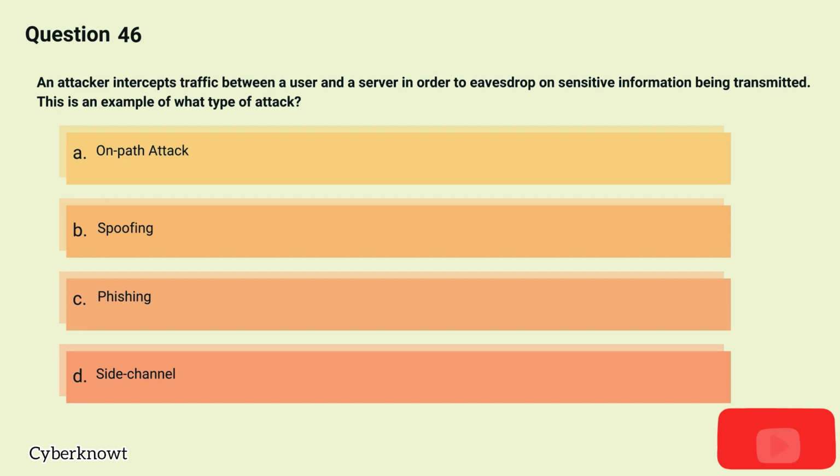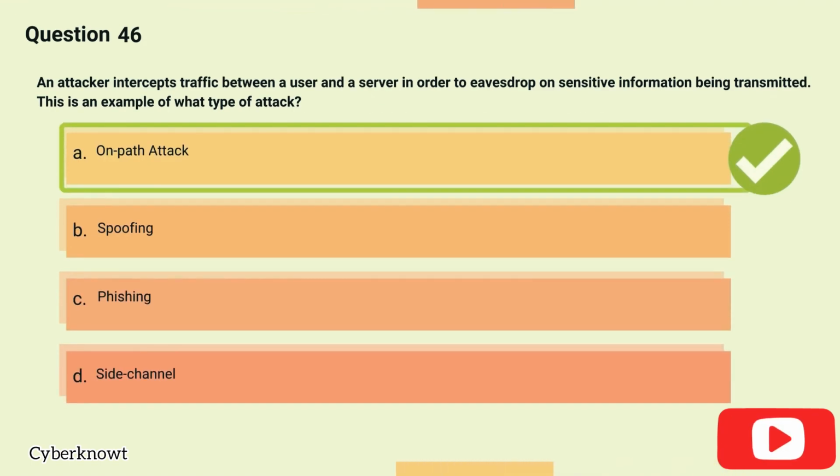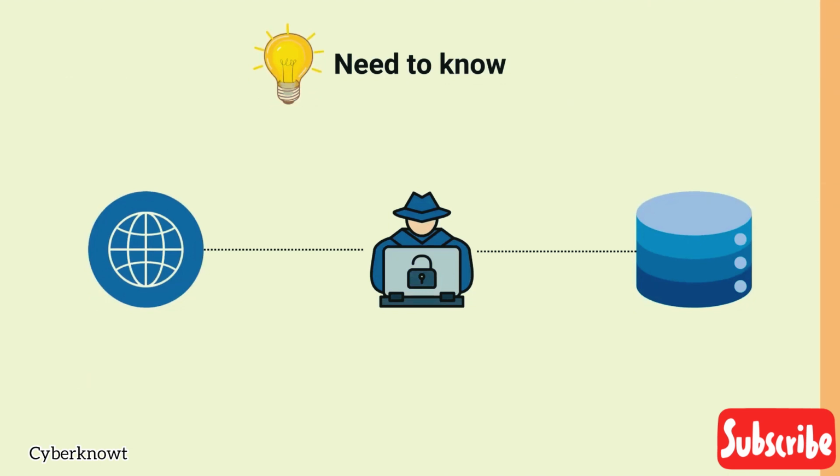The correct answer is Option A. On-path attack. Explanation. The attacker is on the path between the user and the server, allowing them to intercept and view the traffic being transmitted.